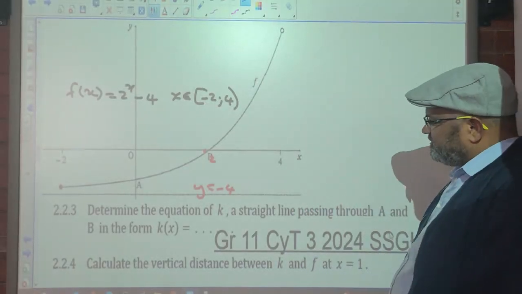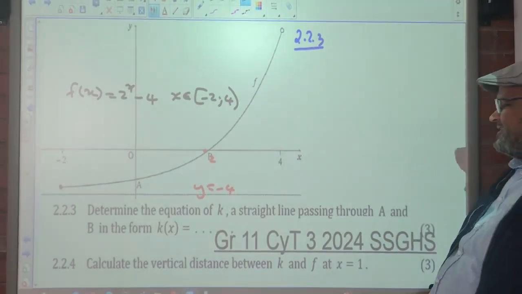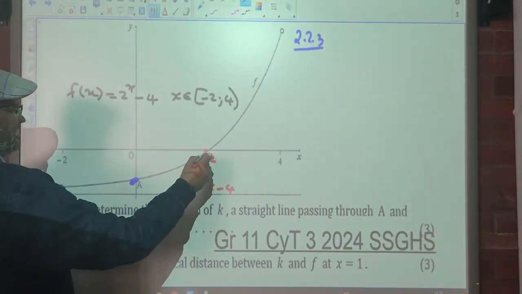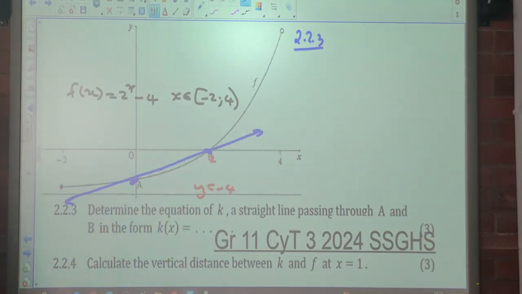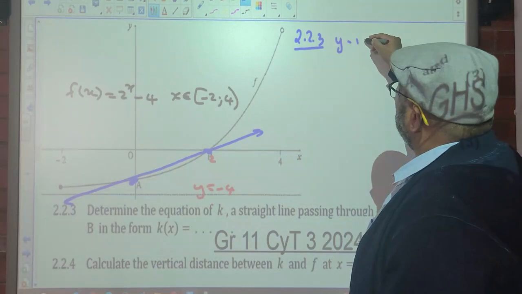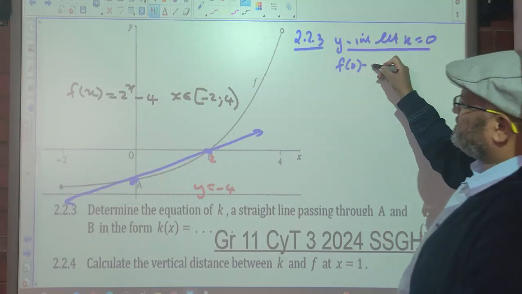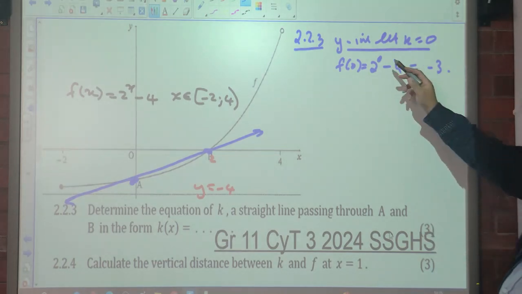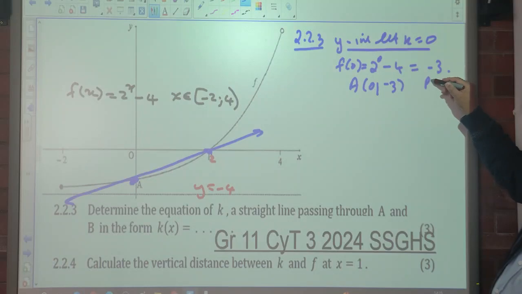We have been asked to determine the equation of K, a straight line passing through A and B. What is A? Do we have the coordinates of A? At this point we don't. But what is A? The y intercept. What do we do for the y intercept? Let x equal 0. So f of 0 is 2 to the 0 minus 4, which gives an answer of negative 3, because anything to the power 0 is 1. So A is (0, -3) and B is (2, 0).